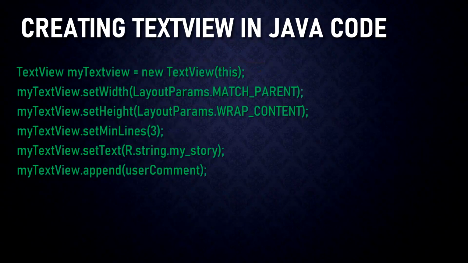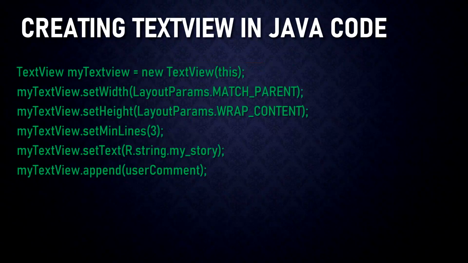The other thing is that you can also create the text view in code. Now we have seen creating a text view using XML, right? It's also possible to create the text view using Java code, and this is how you can do it. You just create an object of the TextView class and pass the context, this, and then you can specify the height and width the same way we specified in our XML.